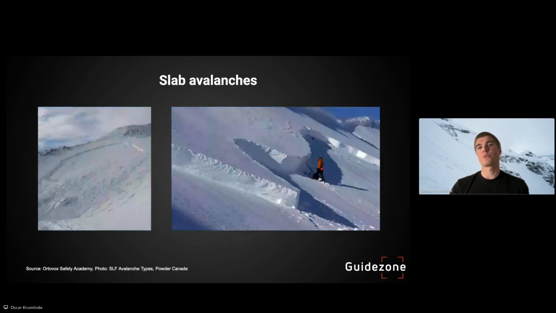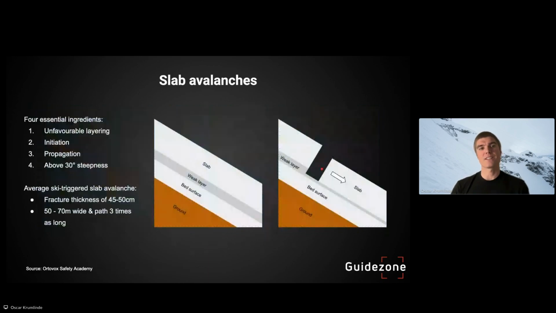And now we come to slab avalanches, and this is what we will focus on, and this is what any kind of avalanche course will focus on. Approximately 98% of all avalanche casualties relate to slab avalanches. So let's look a bit more in detail at what a slab avalanche is and why they occur. For a slab avalanche to occur, we need four essential ingredients.